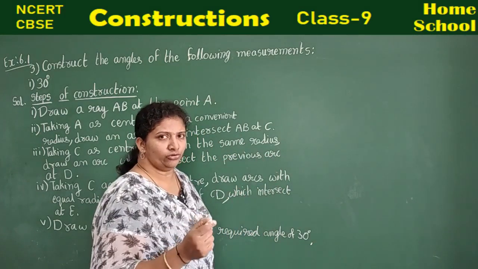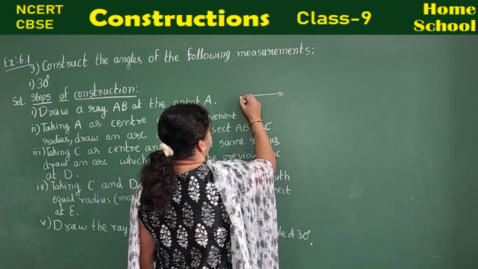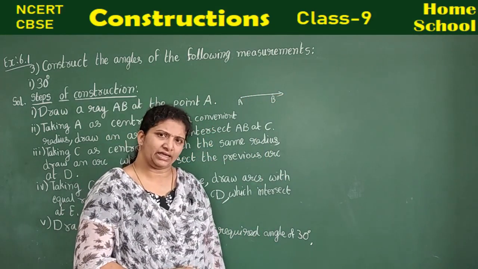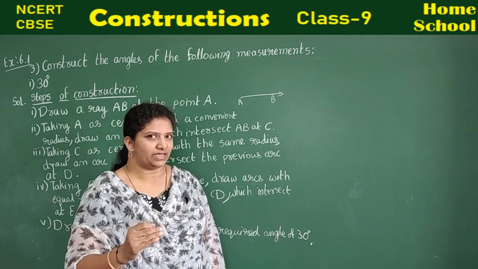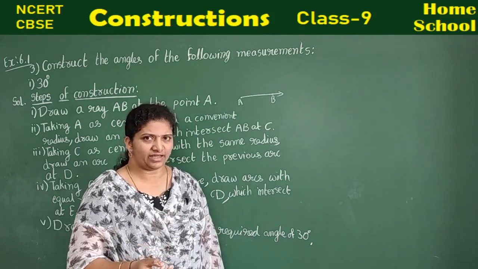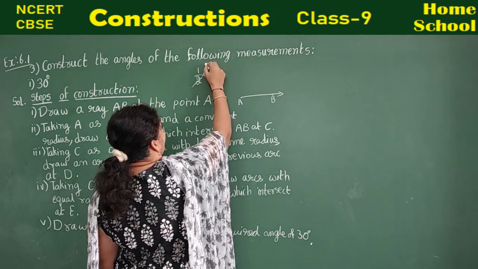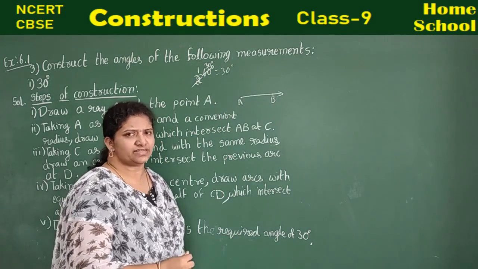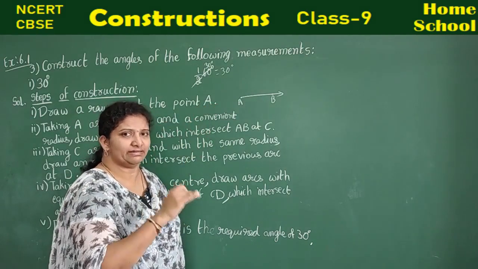First step, what we need to do? Draw a ray AB from point A. By the way, how can we construct an angle 30 degree? Which angle is it nearer to? It is nearer to 60 degree. 60 degree half is 30 degree. You know how to construct 60 degree, right? Half of 60 degree is 30 degree. This is the thing we need to construct. 60 degree construction is very easy. Construct 60 degree angle and then half of it will be 30 degree.